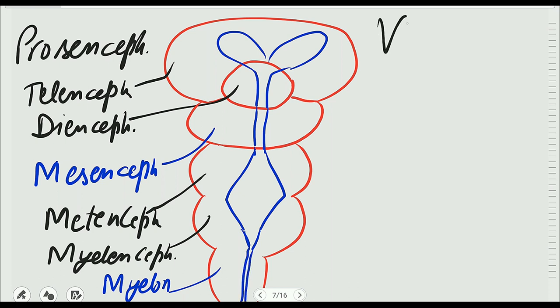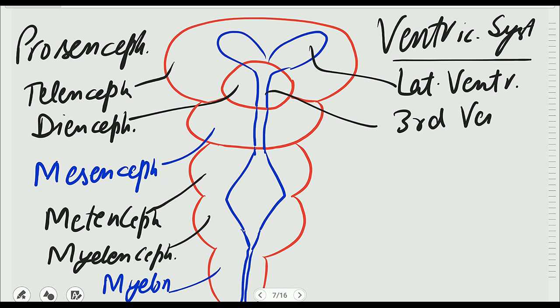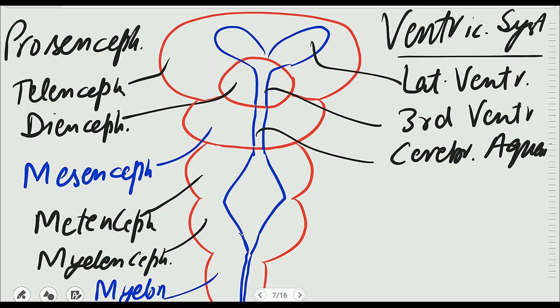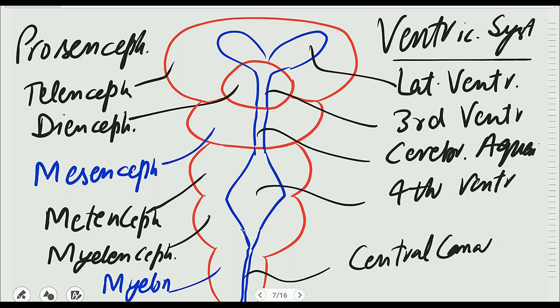So let me label these parts of the ventricular system, which has got the cerebrospinal fluid. This is the lateral ventricle, that is the cavity of the cerebral hemisphere telencephalon. This is the third ventricle, that is the cavity of the diencephalon. This is the cerebral aqueduct, that is the channel of the midbrain. This is the fourth ventricle, that is the ventricle of pons and medulla. And in the spinal cord, in the myelon, the ventricular system will continue as the central canal in the center of the spinal cord gray matter.